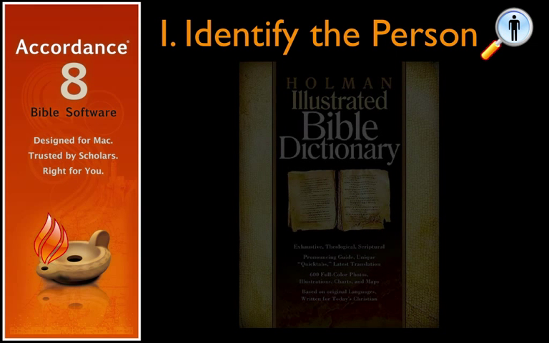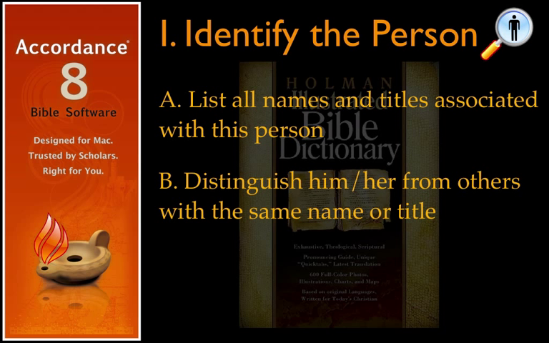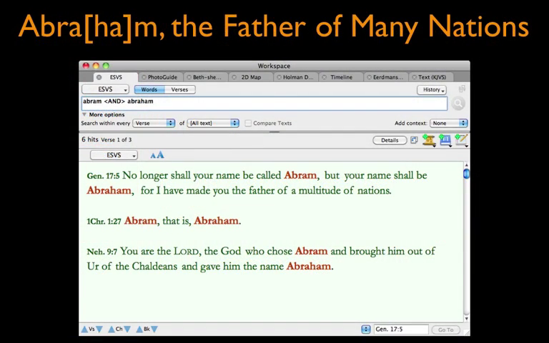Once we've accessed the right article, we look for all the names and titles associated with this person, others who might share the same name or title, and finally, the meaning of each name or title. We may have to read several articles in our quest, but it will be worth it. Here's an example of one very famous person in the Bible who had 2 names: Abram, whose name was changed to Abraham. Notice the first passage also contains one of his titles, the father of a multitude of nations.